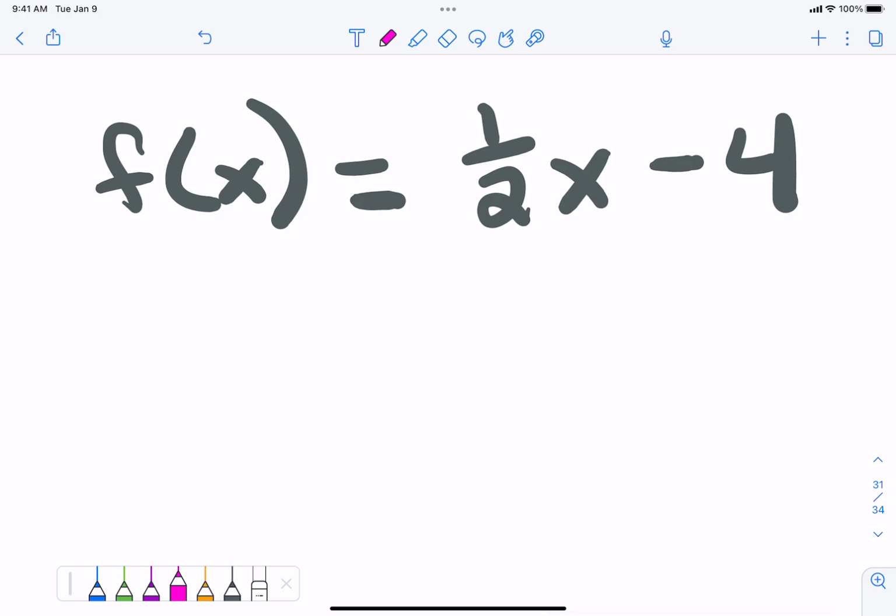All right, find the inverse of this one. Go. Now we want to put it in a y. Then we switch x and y. Then we solve for y, okay? Try to do that one. I'll give you a head start. So it's y equals 1/2 x plus 4.